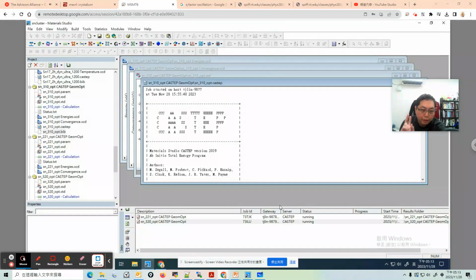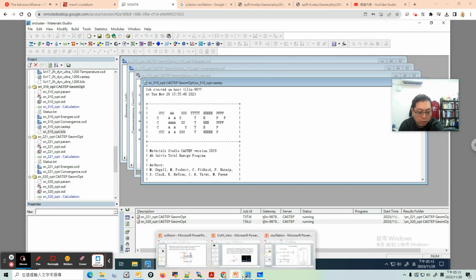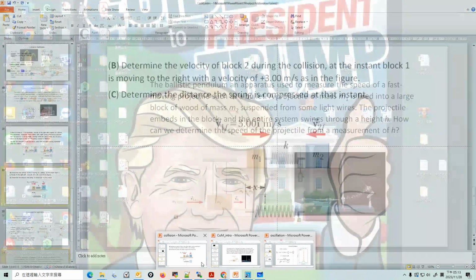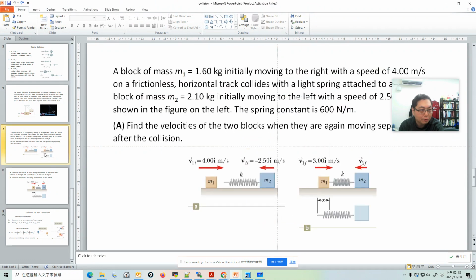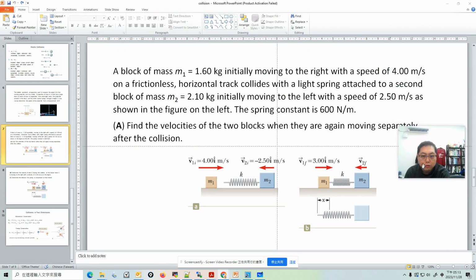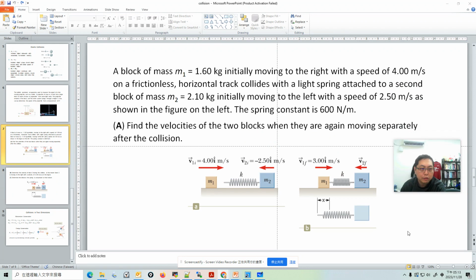Hello everyone. In this video, I'm going to show you another example of elastic collision. This problem is much easier to solve than the previous one on elastic collision. The next one is more difficult. So here is the elastic collision problem.